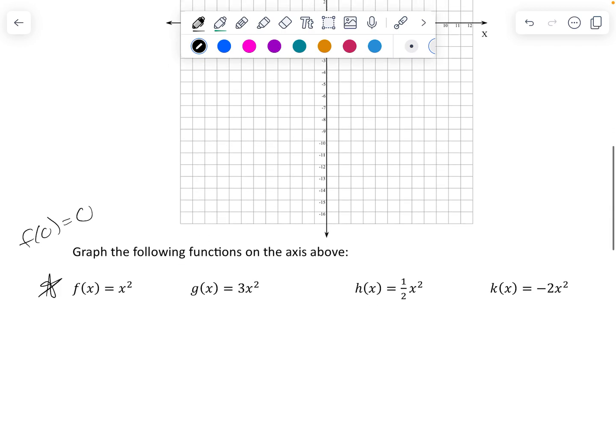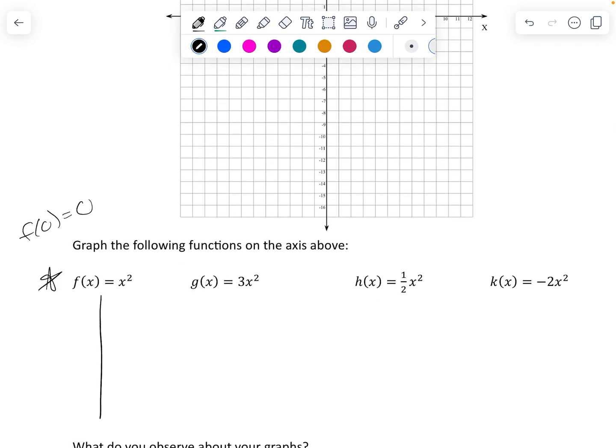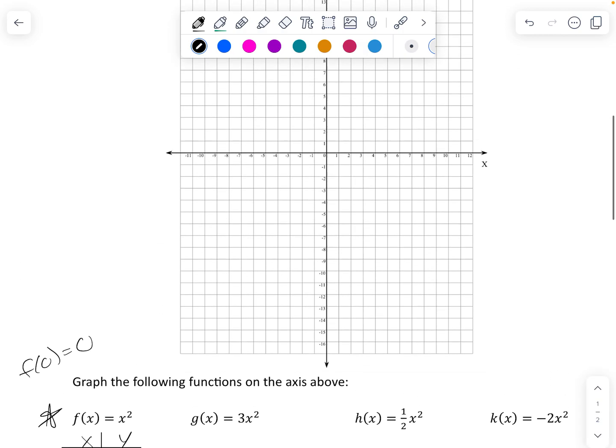So what we are going to do is make a chart here. Make a chart for each of these. And for this one, when x is 0, y is 0. When x is 1, 1 times 1 is 1. When x is negative 1, negative 1 times negative 1 is 1. When x is 2, 2 times 2 is 4. When x is negative 2, negative 2 times negative 2 is 4. And 3 is 9, negative 3 is 9. So we're going to graph those up here.